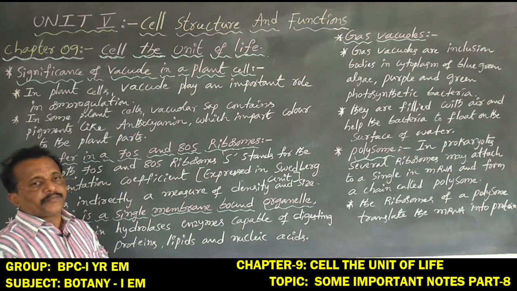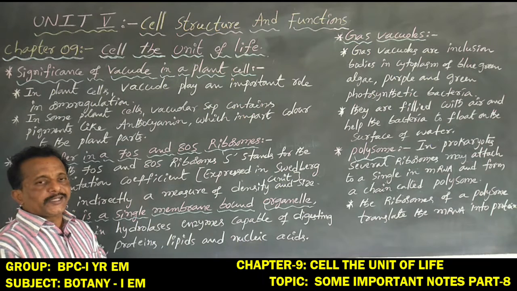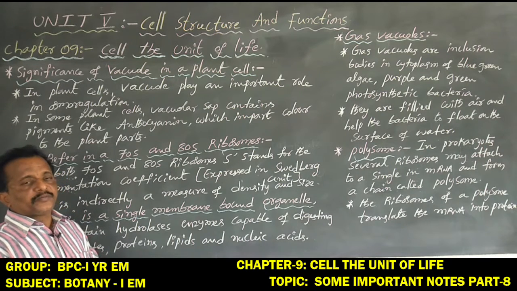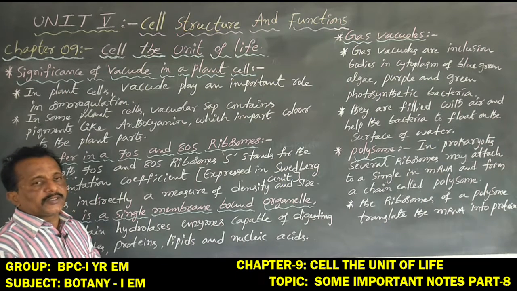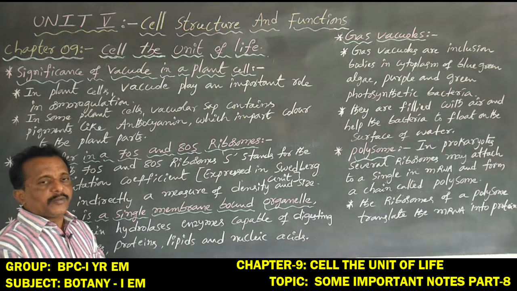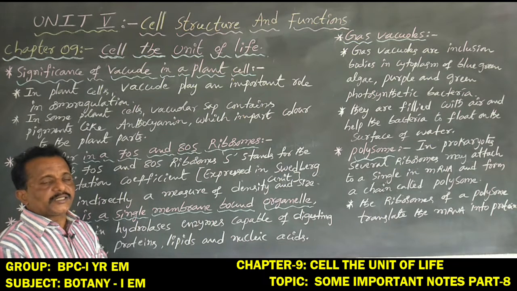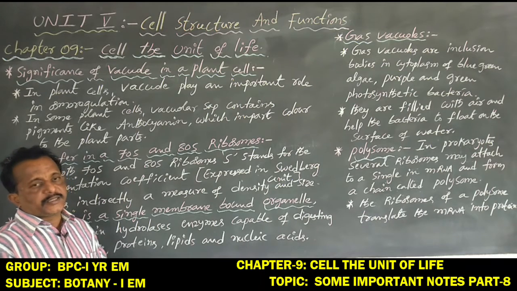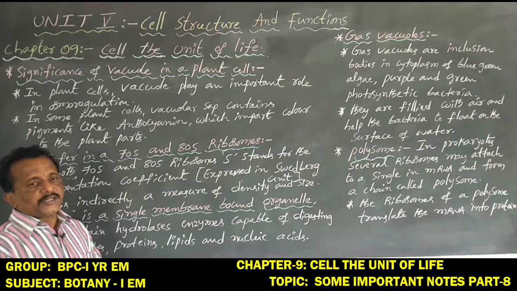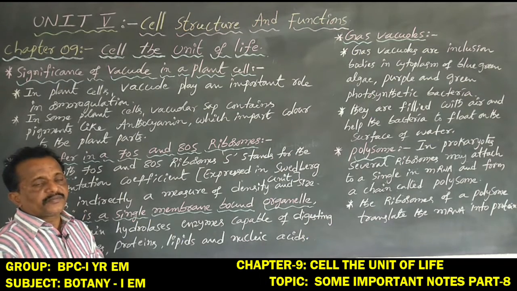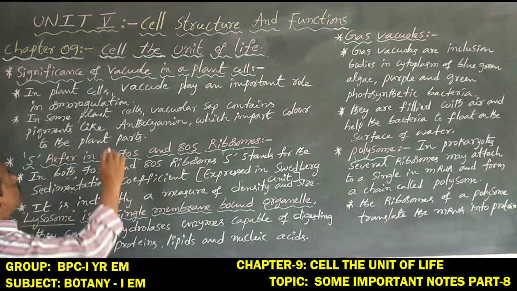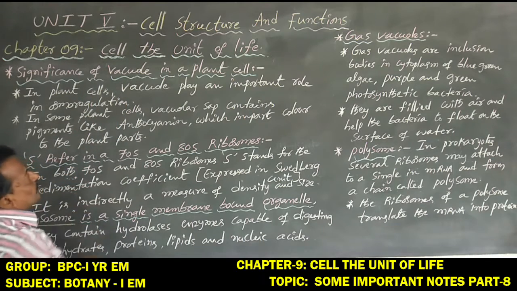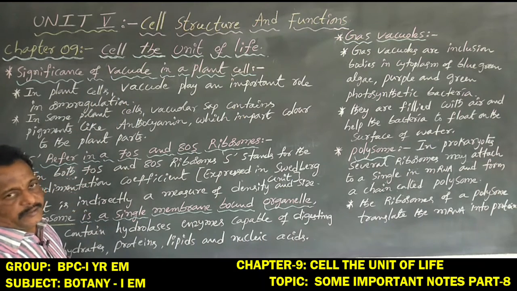Chloroplast, mitochondria, nucleus, endoplasmic reticulum. These four are the largest double membrane bound cell organelles. Remaining all are smaller single membrane bound cell organelles. But ribosome is the smallest cell organelle and is not membrane bound. So dear students, vacuole is one of the cell organelles.